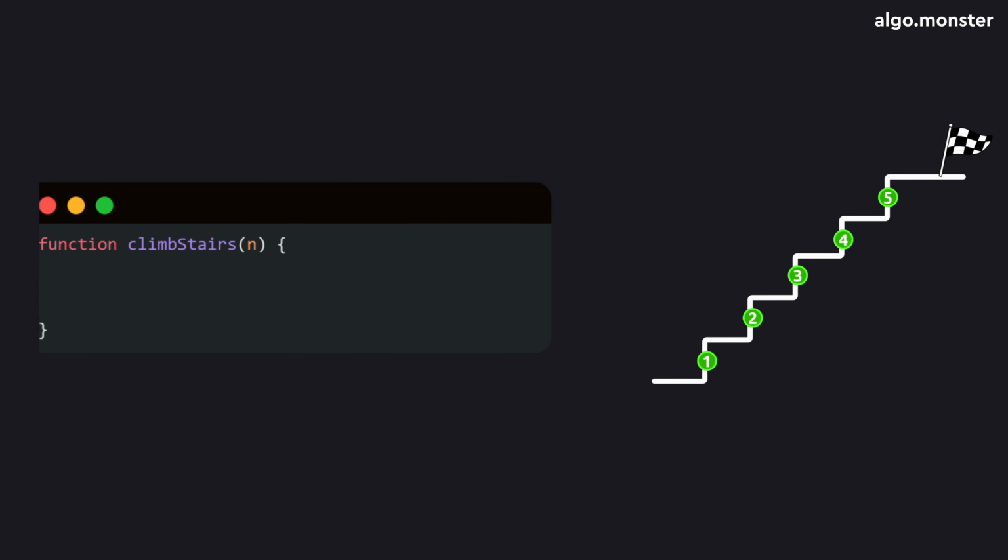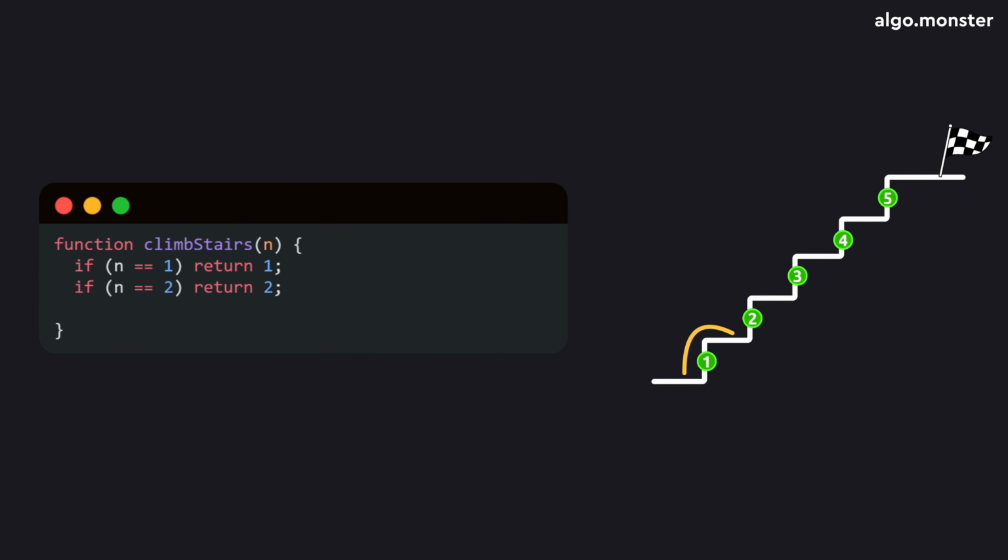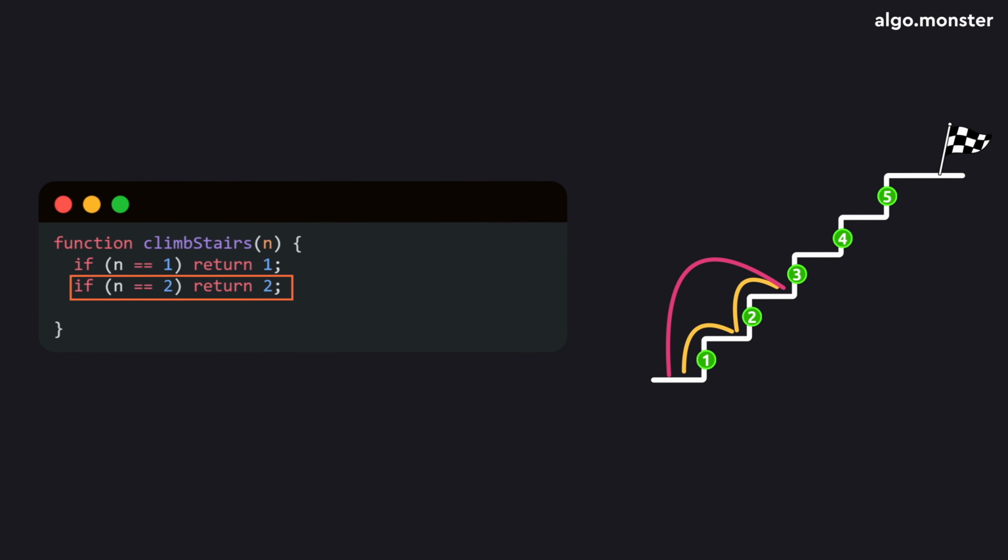Now that we've derived this rule, let's implement it in code. But let's start with the simplest situations first. If you need to reach the first step, so n equals 1, there's only one option. You take 1 step. That's our first base case. Next comes the second step. Here there are 2 possible ways, either 2 small steps or 1 big jump. This is our second base case.